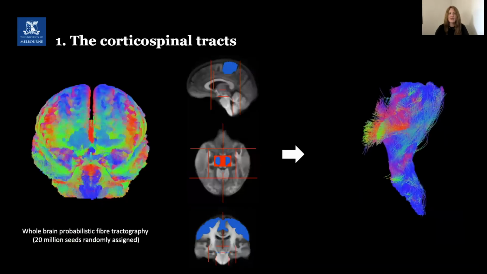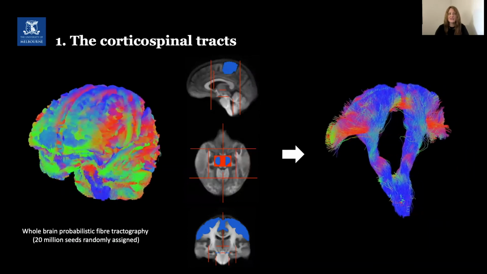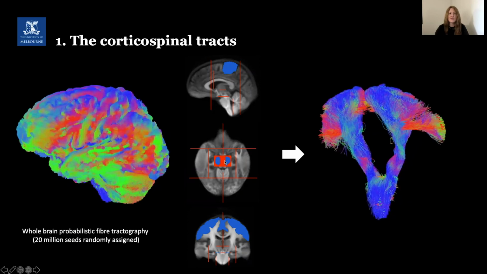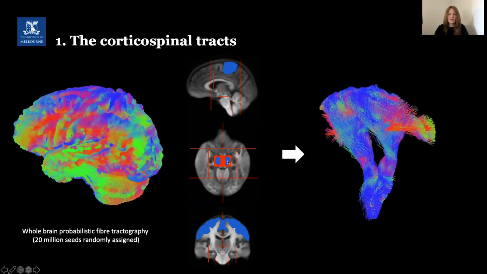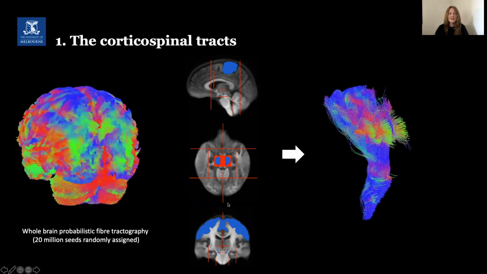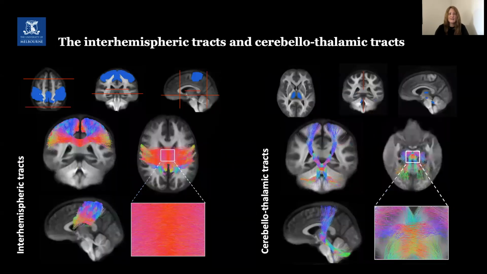We used the whole brain tractogram to select the corticospinal tract using seed regions either in the primary motor cortex and the somatosensory cortex, as well as in the midbrain. Several regions were manually drawn to exclude tracts entering the corpus callosum, cerebellum, and thalamus, and tracts terminating anterior or posterior of the tracts. Similar to the corticospinal tract, we used several inclusion and exclusion regions to select the inter-hemispheric tracts, so the tracts running between the hemispheres via the corpus callosum, and the cerebellothalamic tract, running from the cerebellum via the red nucleus to the thalamus.